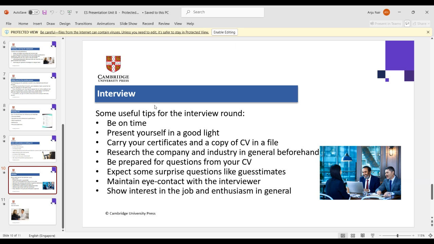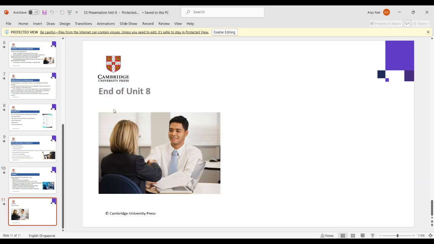Always project a picture that you are a person who is willing to learn, your ability to learn, understand things, be a continuous learner. Companies appreciate those people very much. So with that, we come to the end of the first topic, which is employability skills. That is the end of unit 2.